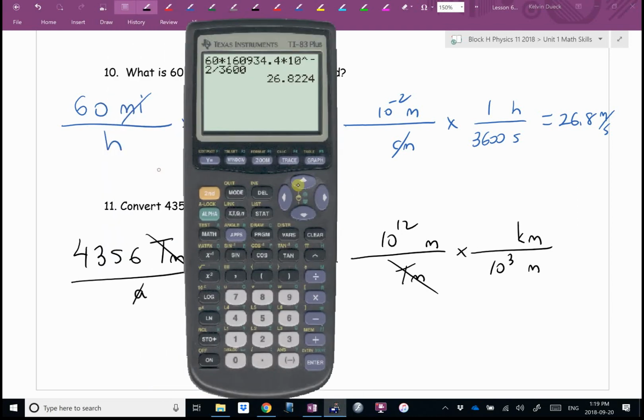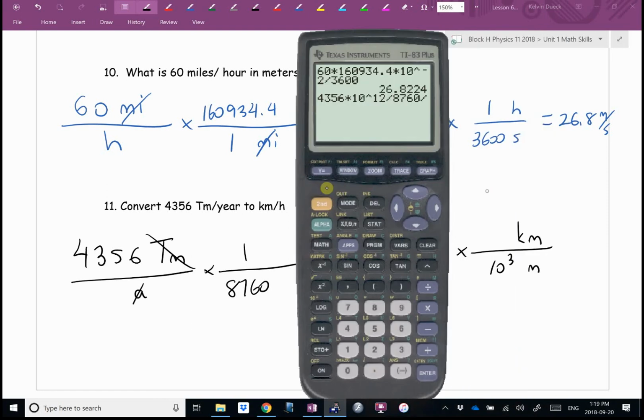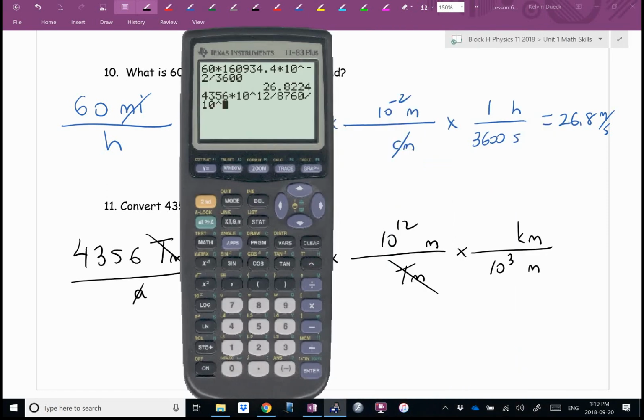I have no idea what this one's going to be. Times 10 to the 12th divided by 8,760 and also divided by 10 to the 3rd. Do you get 497260274?